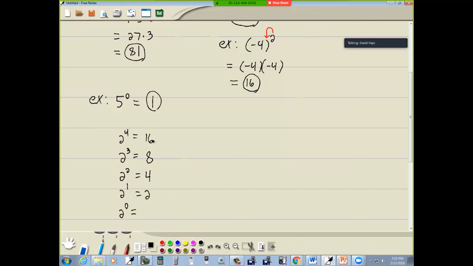Going backwards, 16 divided by 2 is 8. 8 divided by 2 is 4. 4 divided by 2 is 2. 2 divided by 2 is 1. So by definition of how exponents work, anything to the 0 power is always equal to 1 for that reason.